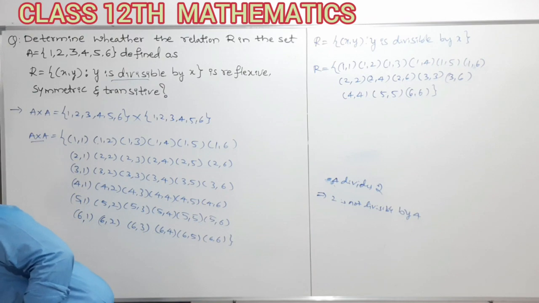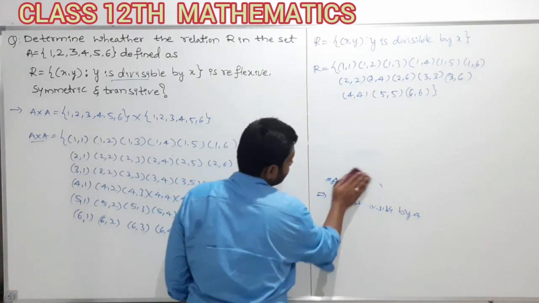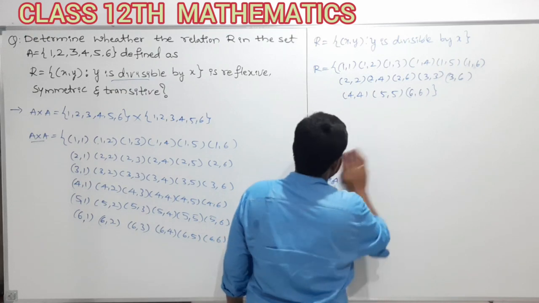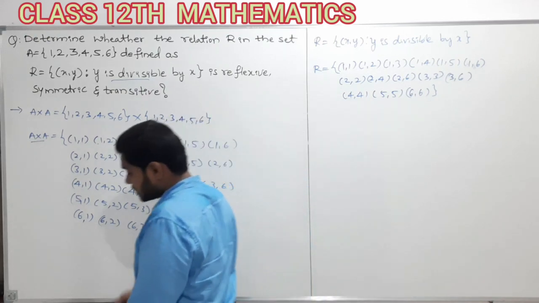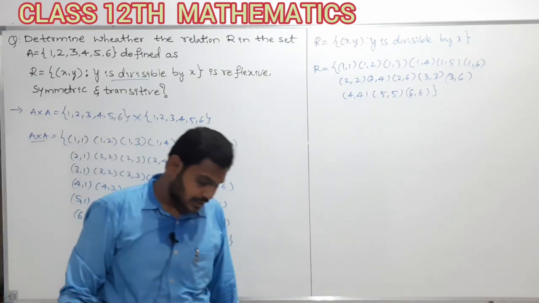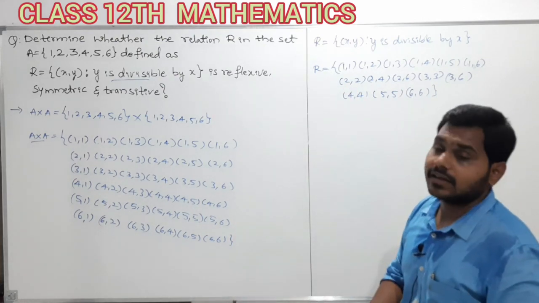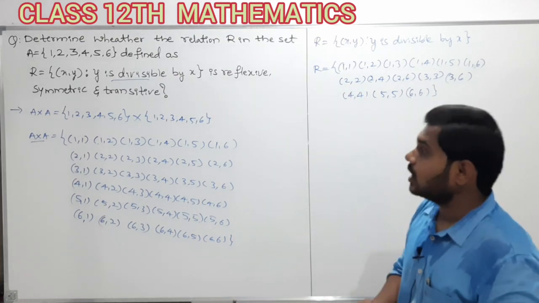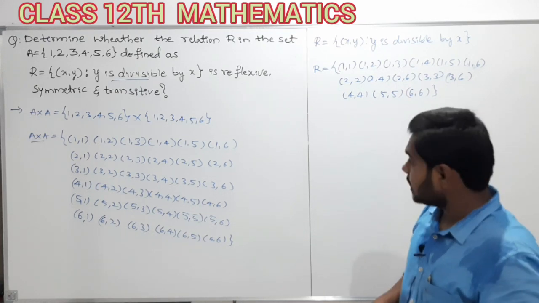So therefore, my dear students, these are the only elements of the relation R which satisfy the given condition. Am I clear? These are just the elements of the relation R. And next we should check, my dear students, whether this relation is reflexive, symmetric or transitive. Clear?